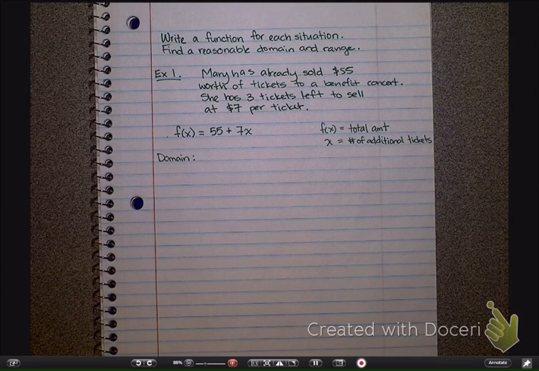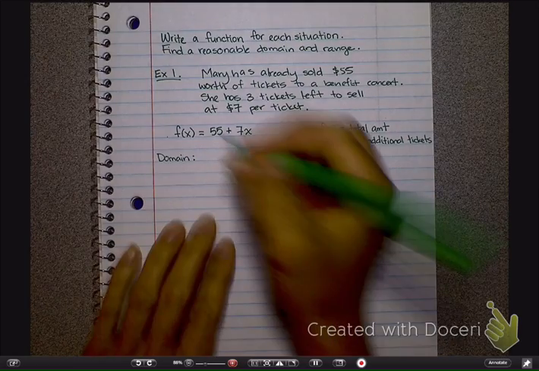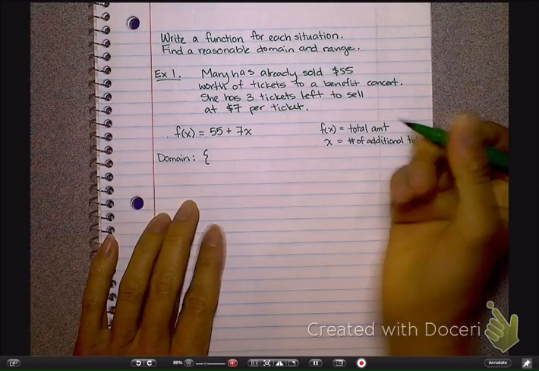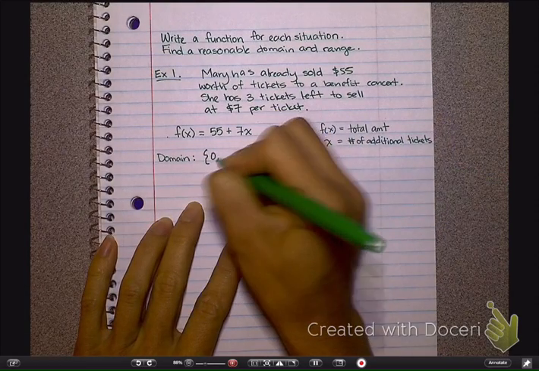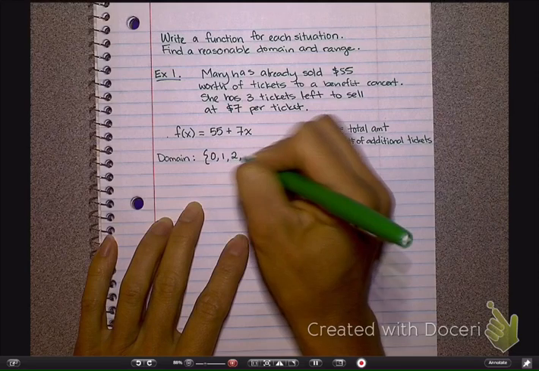Like, how many tickets could she sell additionally? 3. What's another possibility? Maybe she only sells 2. What's another possibility? 1. What's another possibility? None, right? So all of those are possibilities. So for my domain, I'm going to list 0, 1, 2, and 3.